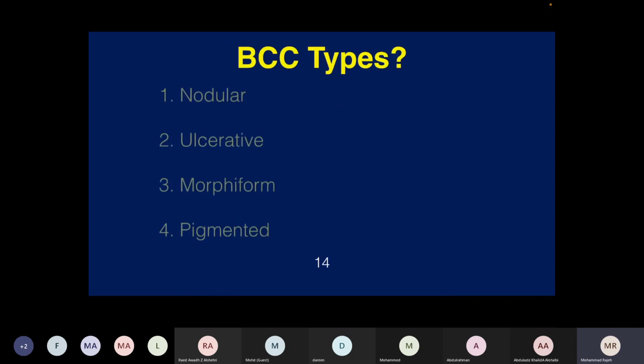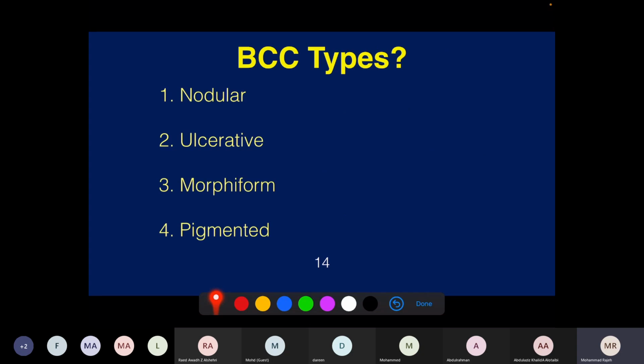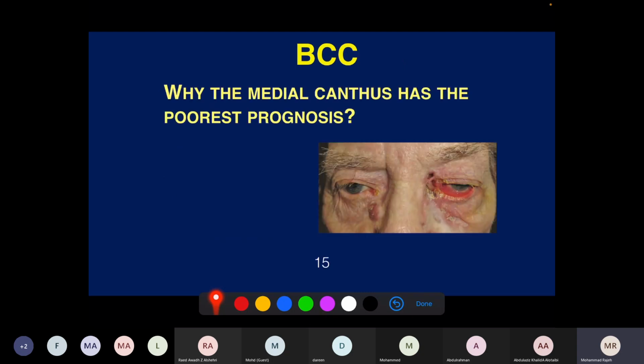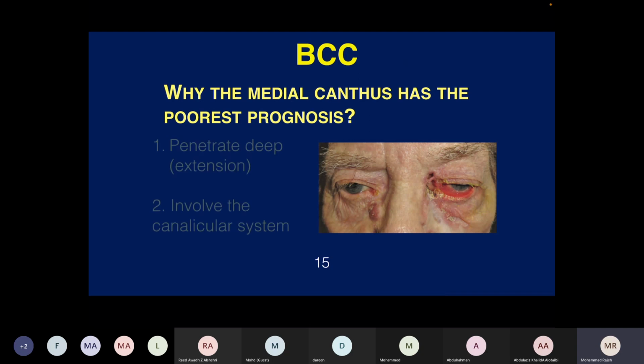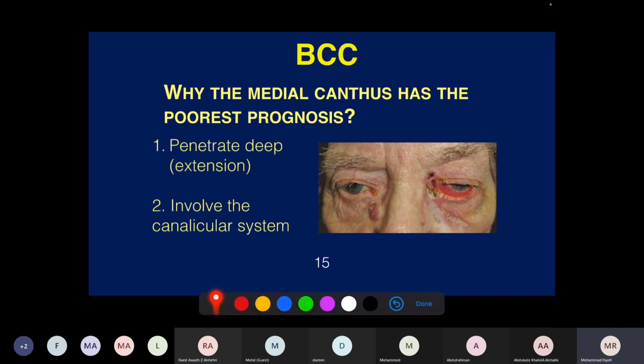Okay. So the types, also it's important: nodular, ulcerative, morphea-form, pigmented. Have a look at the pictures of each one. In our population, mostly it's pigmented. The previous slide, it was ulcerative. So as you know, I'm going to go through just quickly because we have a lot of things to cover.